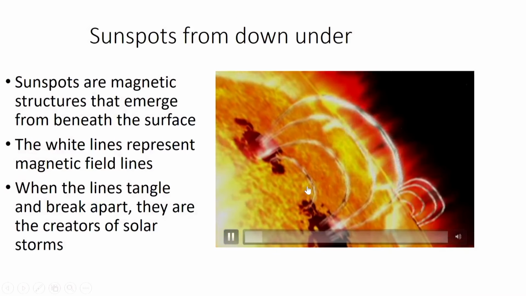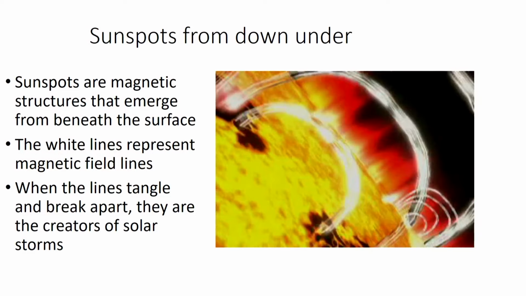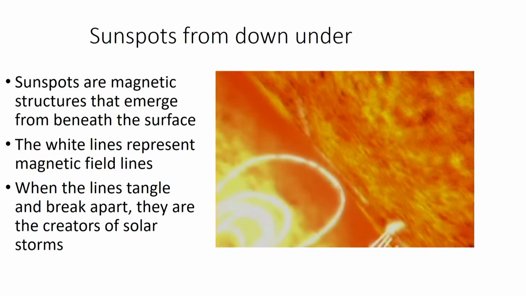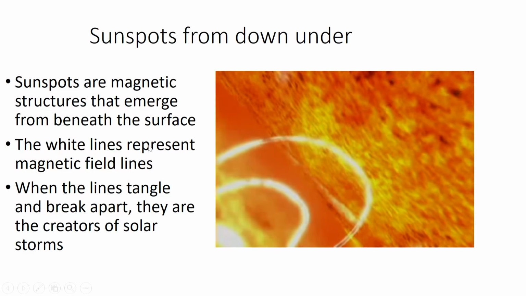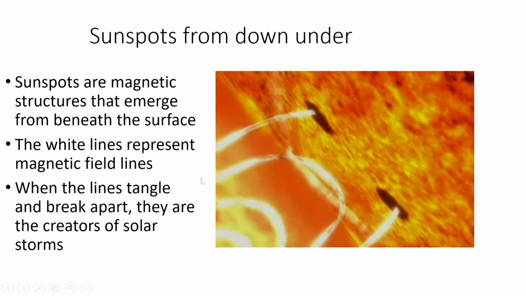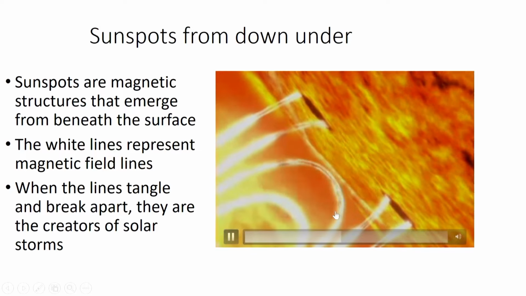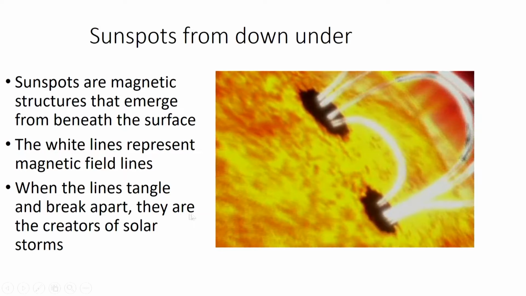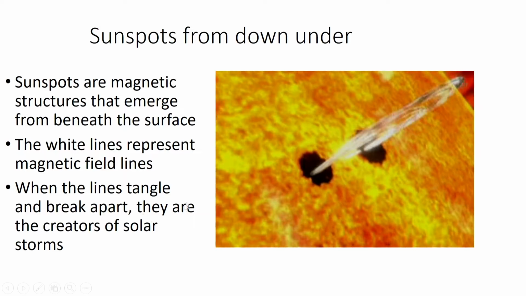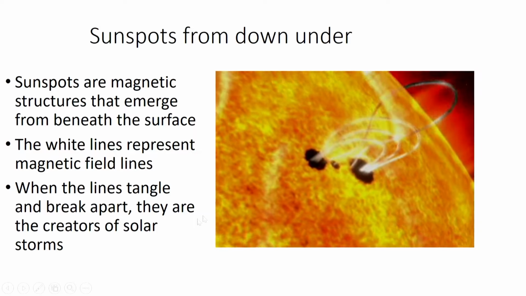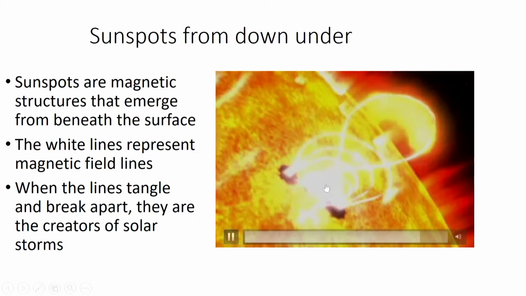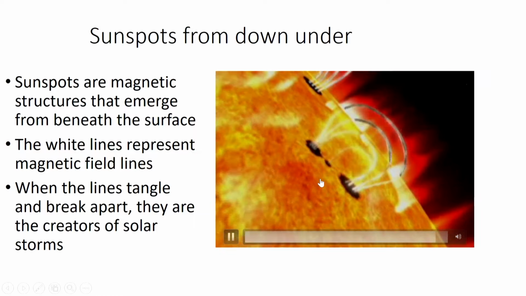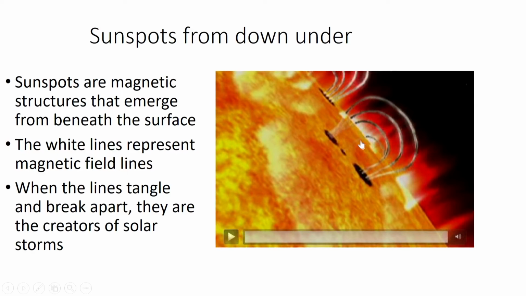So as I was telling you the story of the sunspots, how the sunspots are magnetic structures, they emerge from beneath the surface. The white lines represent the magnetic field lines. They are mathematical visualizations of the magnetic field. And when the lines tangle and break apart, they create these solar storms. So here you see when these magnetic fields are forced to interact with each other, you had this interaction and there was ejecta which went out.